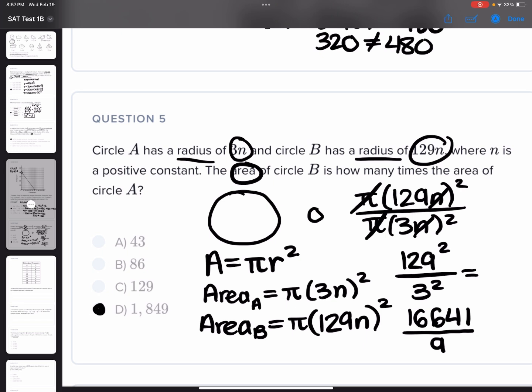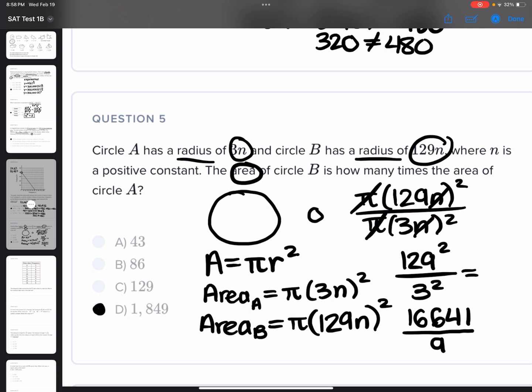1,849. Right? Common mistake students will make, they'll just put 129 because that's the last number they saw. This will probably be like their last question. They'll be like, I don't really understand it. Good luck. YOLO. Don't do that. Try to have enough time for this question.